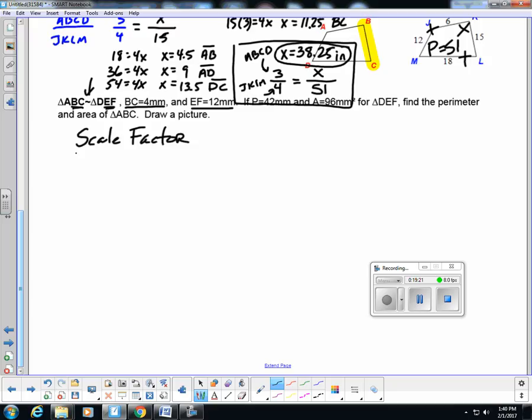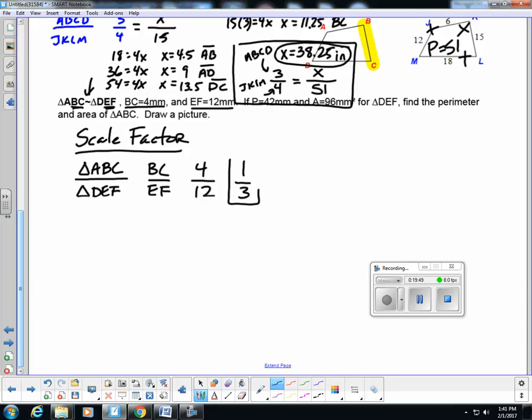And since it doesn't give us order, we can use whichever one in the numerator and denominator we want. So let's go triangle ABC in the numerator and triangle DEF in the denominator. So we're going to use the sides BC to EF, which is 4 to 12, and reduce that to 1 to 3. So there's my scale factor for the sides and perimeter. And I'll jot that down. Sides and perimeter.